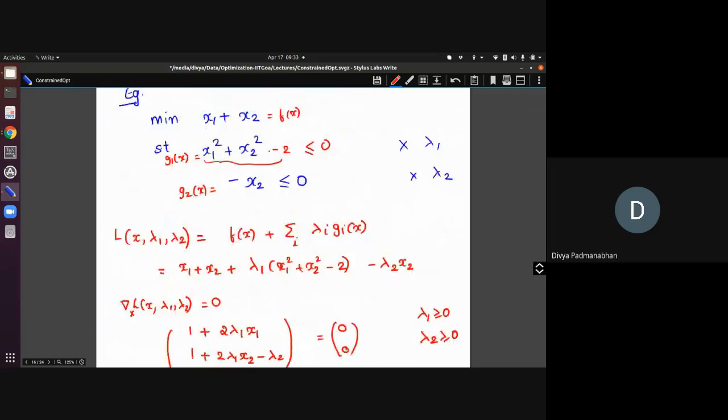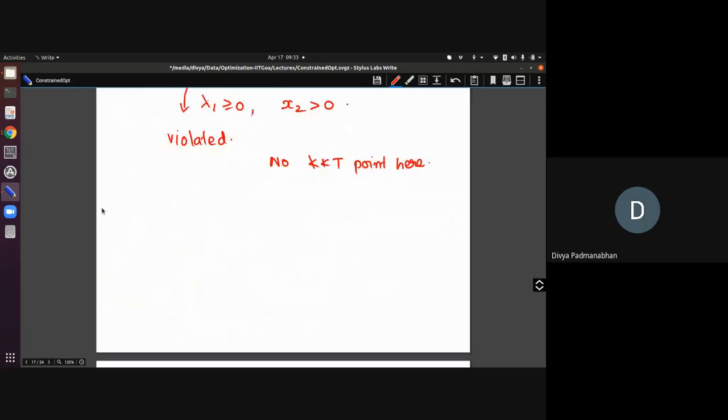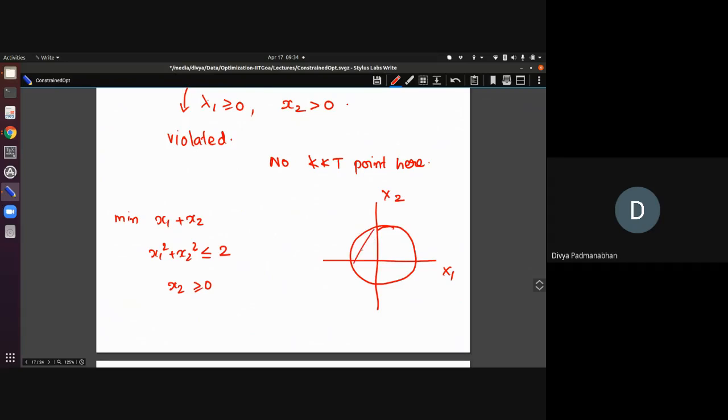If you plot this and see, the problem was again to minimize x1 plus x2 such that x1 square plus x2 square is less than or equal to 2 and x2 is greater than or equal to 0. In terms of the feasible region, you have x1, x2, the circle. The inner part of the circle is this constraint, and this is -√2 and here you have √2. In particular, you want x2 greater than or equal to 0.